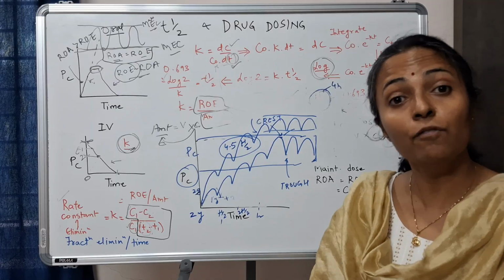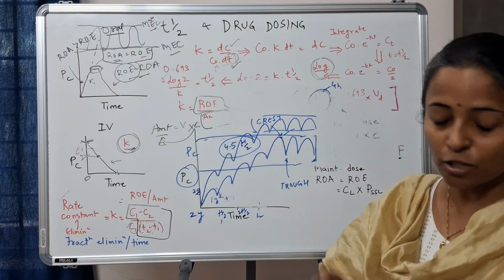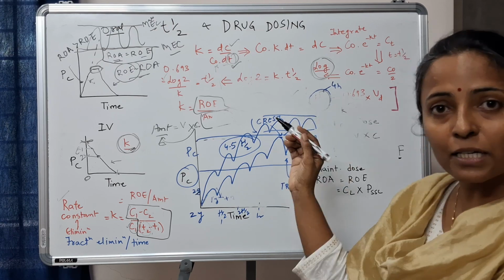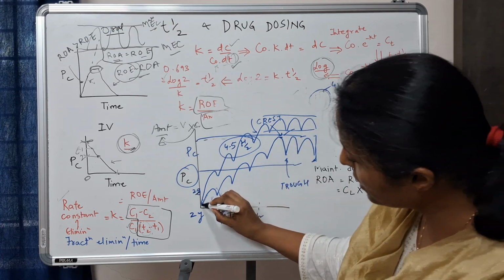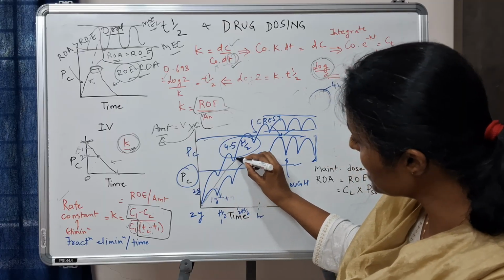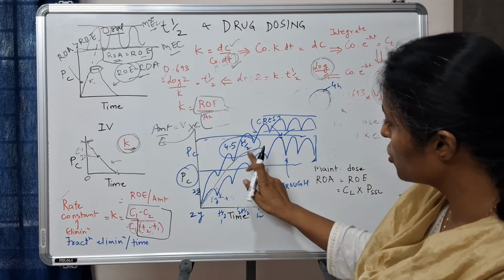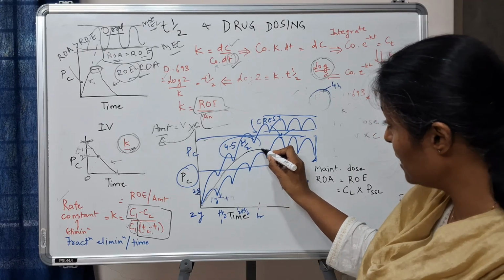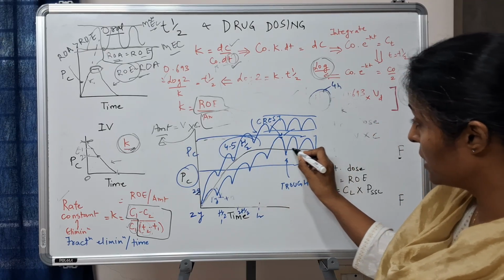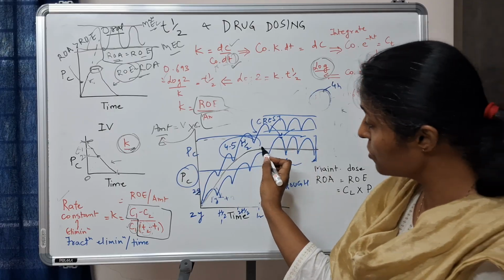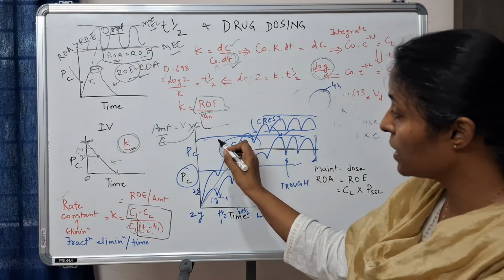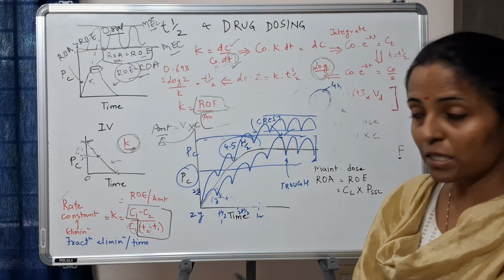Third, if you are infusing the drug, giving a continuous infusion, what will happen? This up and down, the peak and trough, will not be there. The drug concentration will rise and then reach the steady state, again in the same time, and then it will maintain here. Understanding? The time taken to reach the steady state will be the same, that is 4 to 5 half-lives. Why?